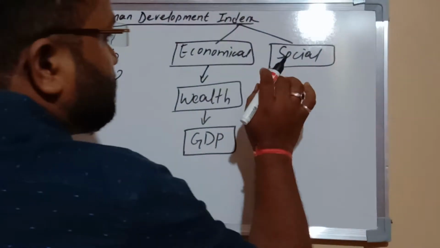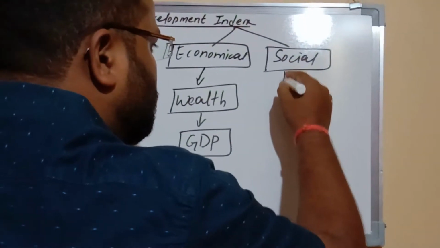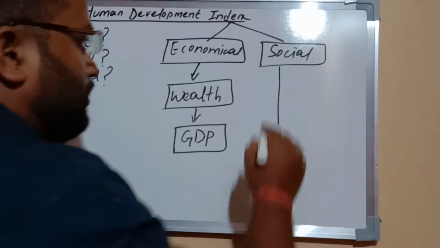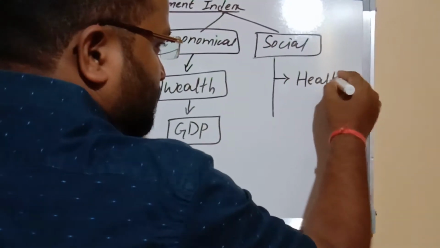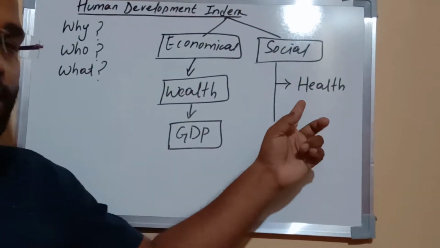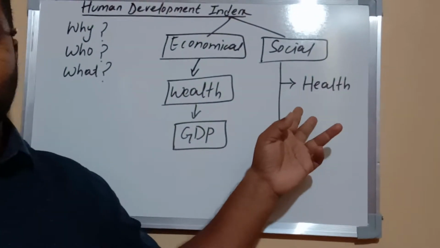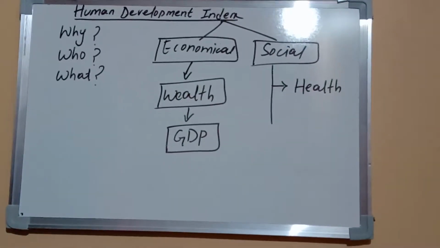Then we take up the social things. What are the social factors? They consider two important factors. The first is health. Under health, what do they cover? They cover the life expectancy of the nation's public or citizens.